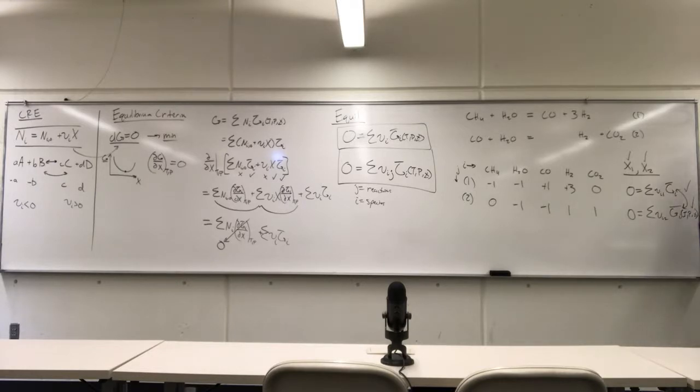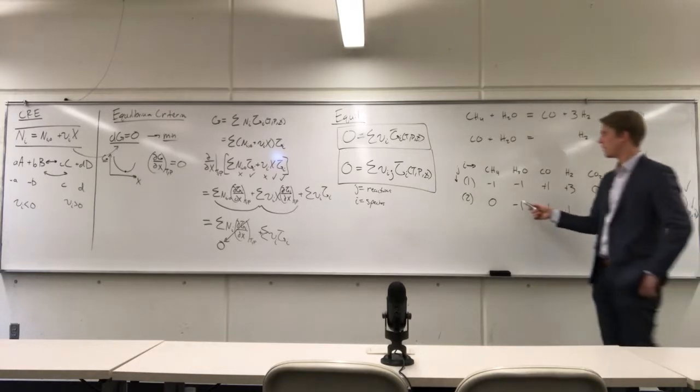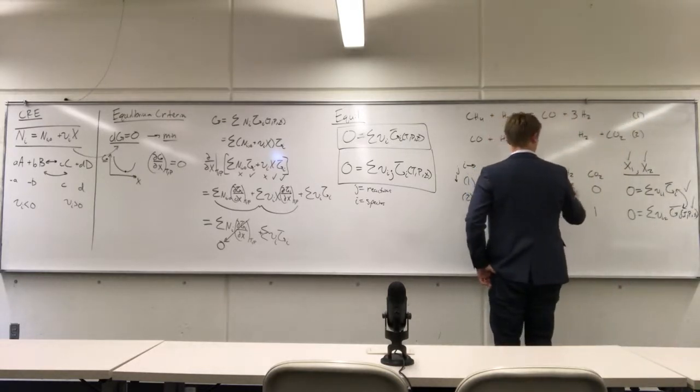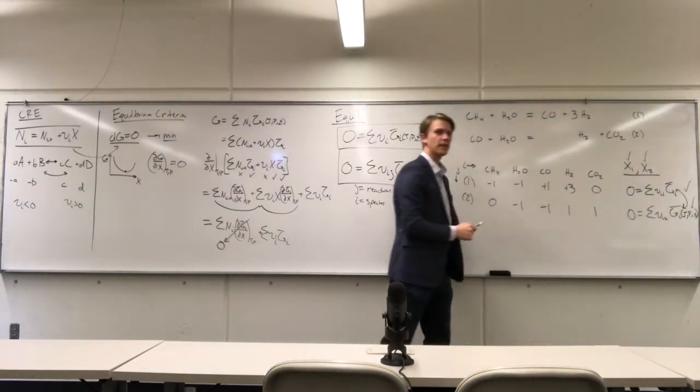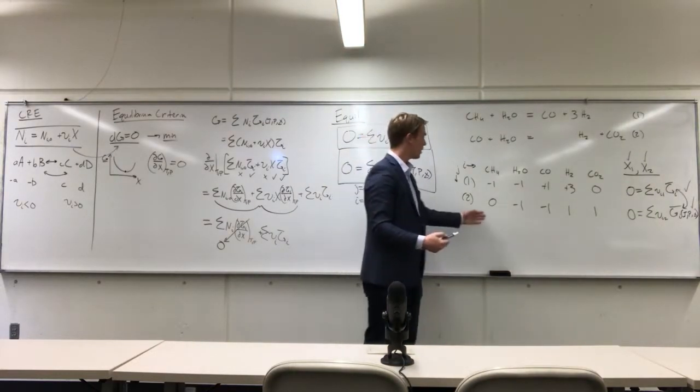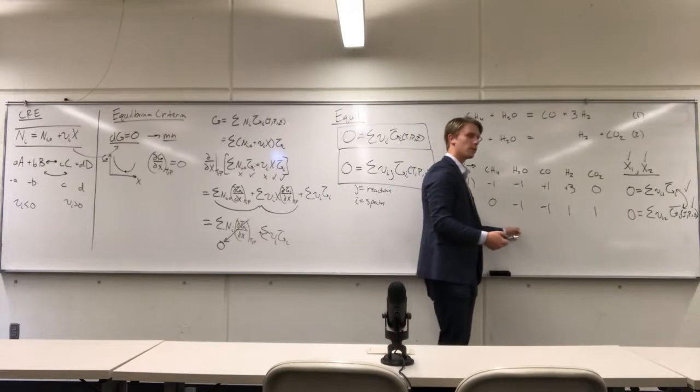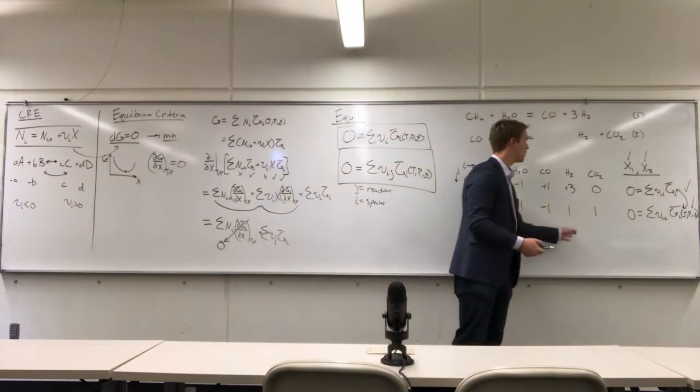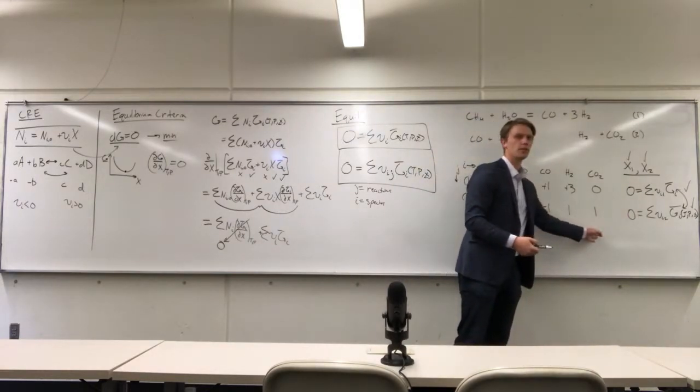Now let's say we are trying to model a reactive distillation process. Then we would also have to do a vapor-liquid equilibrium simultaneously to the chemical reaction equilibrium. In which case, for every single species, 1, 2, 3, 4, 5 species, we would have to have a vapor-liquid equilibrium relationship. Raoult's law for methane, Raoult's law for water, Raoult's law for CO, Raoult's law for hydrogen, Raoult's law for CO2.